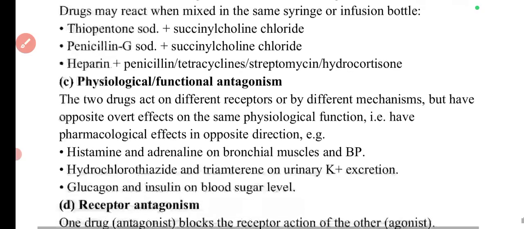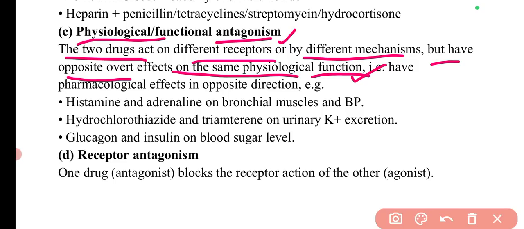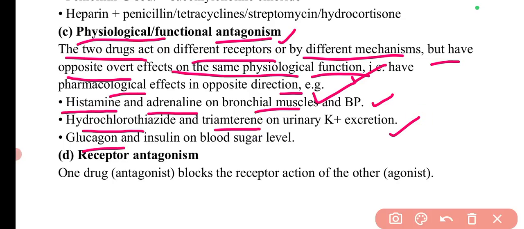Then there is the third type, that is the physiological or functional antagonism. In this type, the two drugs act on different receptors by different mechanisms, and have opposite overt effects on the same physiological function. That is, they have pharmacological effects in opposite directions basically. Here you can see the examples: histamine and adrenaline on bronchial muscles and BP, hydrochlorothiazide and triamterene on urinary potassium excretion, and glucagon and insulin on blood sugar level. So these are the physiological or functional antagonism examples and types.